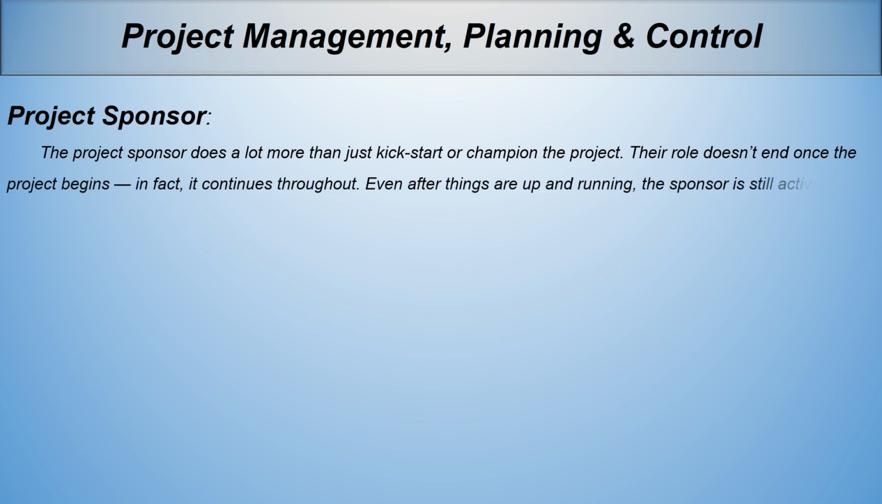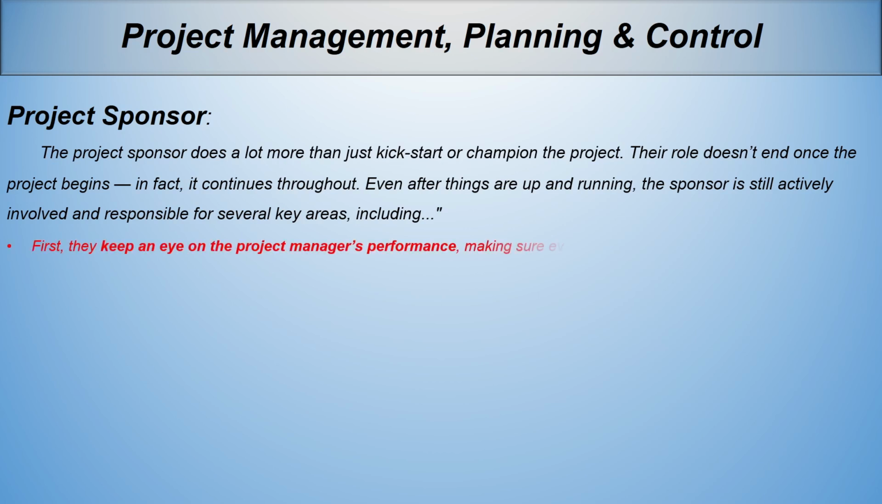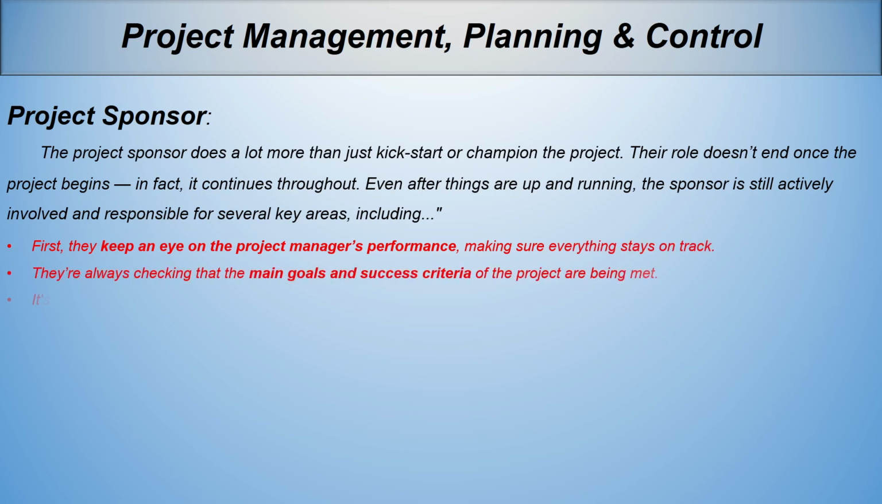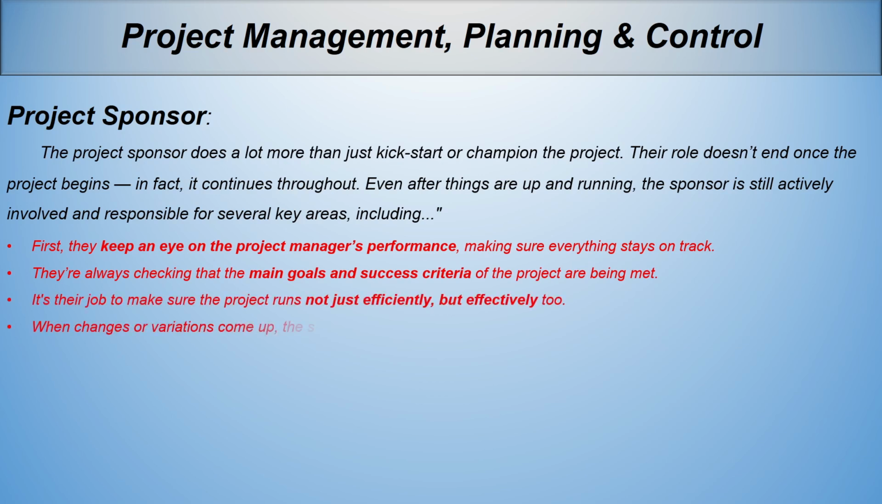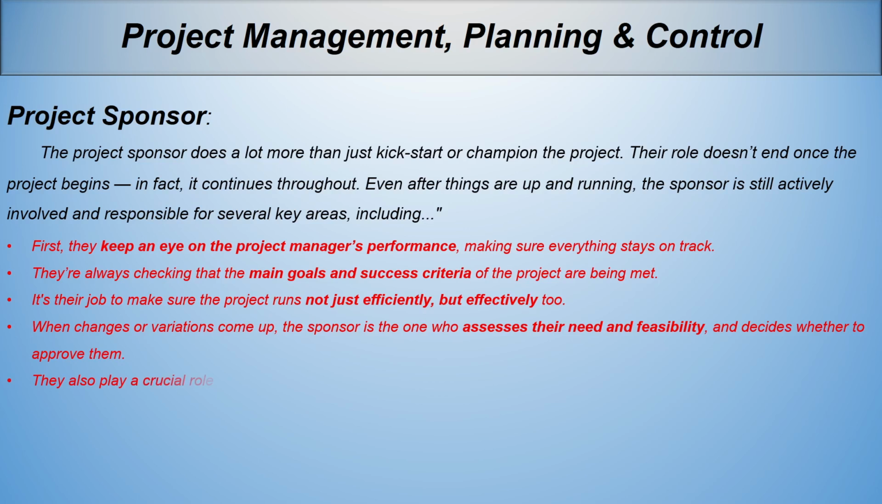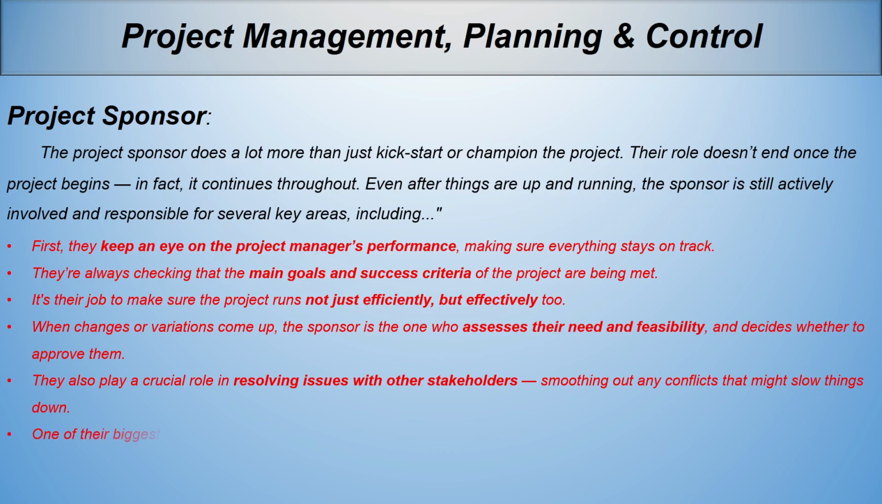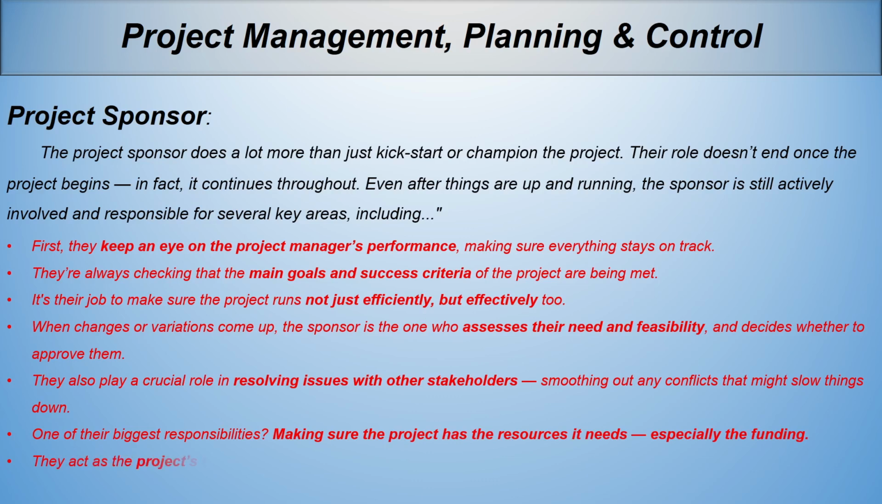Even after things are up and running, the sponsor is still actively involved and responsible for several key areas, including: first, they keep an eye on the project manager's performance, making sure everything stays on track. They're always checking that the main goals and success criteria of the project are being met. It's their job to make sure the project runs not just efficiently, but effectively too. When changes or variations come up, the sponsor is the one who assesses their need and feasibility and decides whether to approve them.